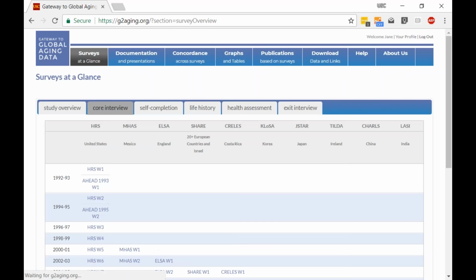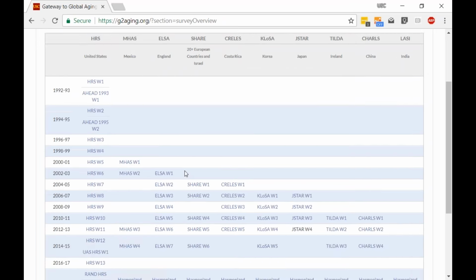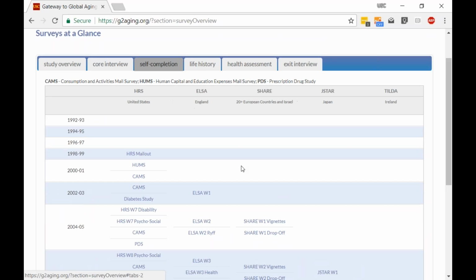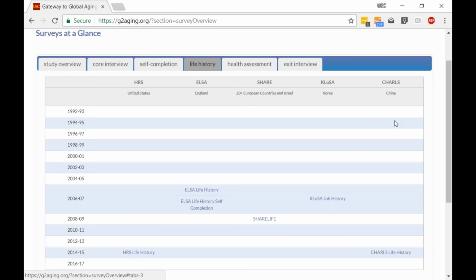I'll briefly just jump back to the Surveys at a Glance tab. So this is what is called a core interview, and that's that main interview. But there's a few other types of interviews which are conducted. One is a self-completion interview. This is something that's mailed to or given to the respondent after the interview to fill out on their own. These interviews are sometimes helpful for questions that maybe we think that an individual might not want to answer out loud to an interviewer.